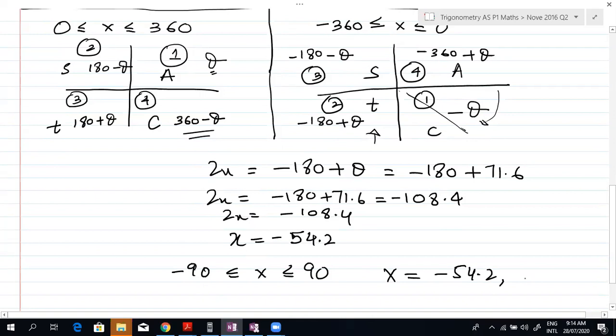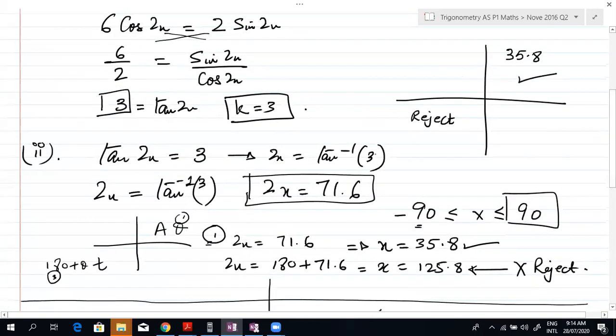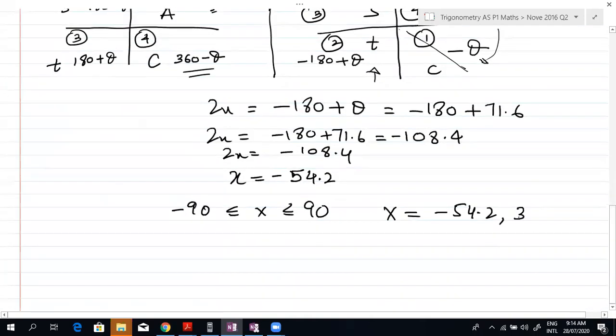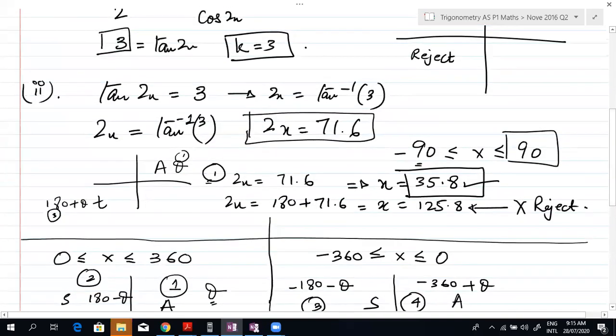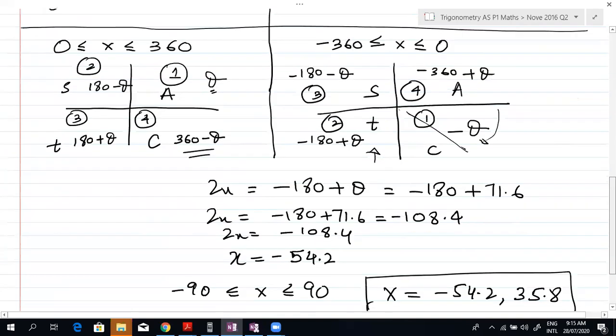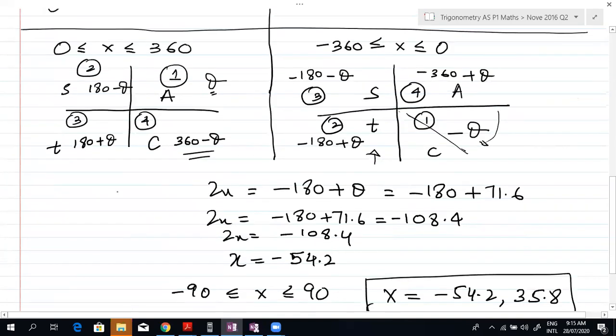The other answer that we got was 35.8. This is the answer that we got right over here, 35.8. So this is our answer when we have a mixture of the positive and negative range. So this is one thing to remember. This is for the positive range, and this is the opposite thing that you do for the negative range.